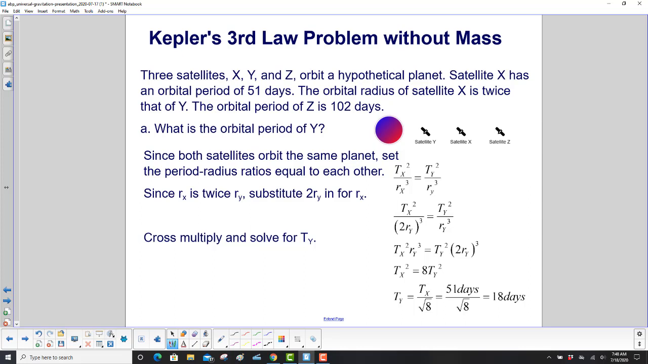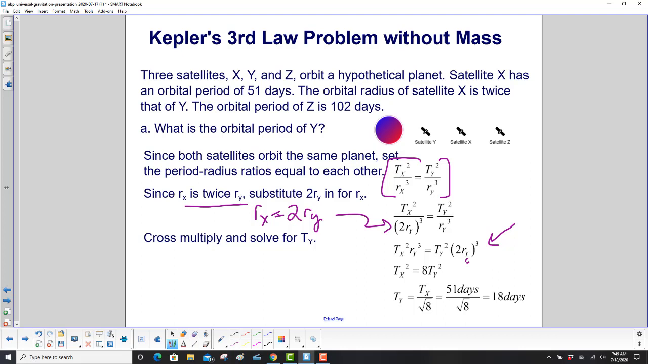Since both satellites orbit the same planet, set the period-radius ratios equal to each other. We have the period squared over the radius cubed, and you can see we have X on the left side, Y on the right side. Rx is twice Ry. So Rx is equal to twice Ry. So wherever you see Rx, put in 2 R sub y. Then it's just a matter of cross multiplying, and we get Tx squared Ry cubed equals Ty squared, 2R the quantity cubed for y, right? There's y. So what happens next?